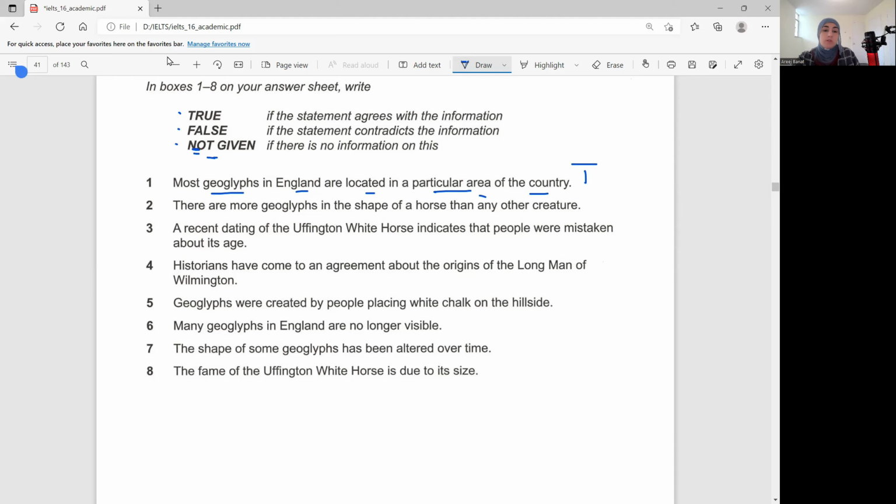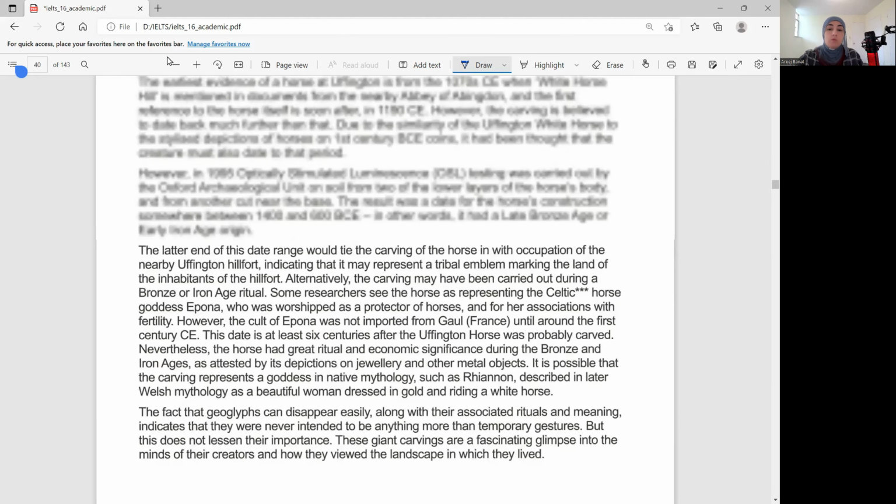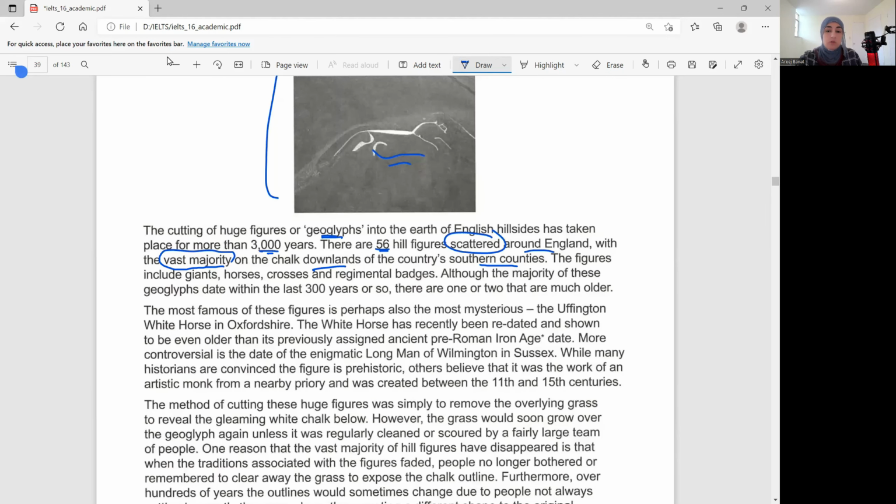Now let's go to the second question. There are more geoglyphs in the shape of a horse than any other creature. So most of them are shaped as horses here. Is that true? Let's go and find out. Wherever I stopped, I proceed. I'm going to proceed reading and looking for that piece of information. The figures include giants, horses, crosses, and regimental badges. Although the majority of these geoglyphs date within the last 300 years, okay, I found the word majority. I thought they're going to talk about most of them looking like horses, but they're talking about the age here.